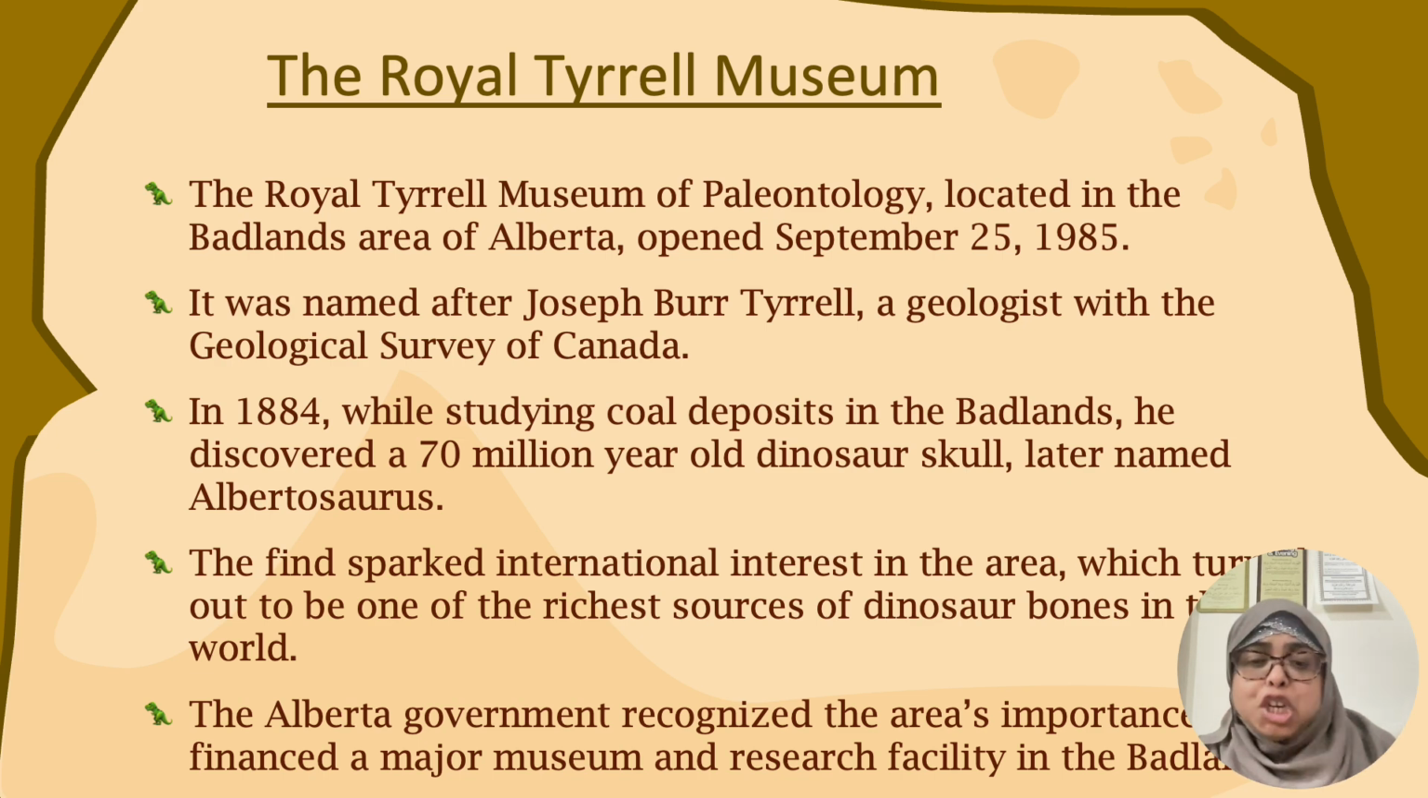70-million-year-old dinosaur skull and named it Albertosaurus. You should know that dinosaurs have been found in many places on Earth, but one of the richest and densest places where dinosaurs roamed was Alberta, believe it or not. This Badlands area is also called Drumheller. Those are the places where a lot of dinosaur fossils have been found and studied. So this find of the 70-million-year-old dinosaur skull sparked an international interest in the area, which turned out to be one of the richest sources of dinosaur bones, like I just said.